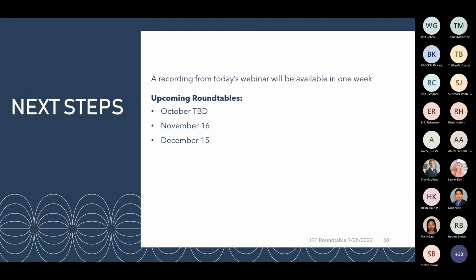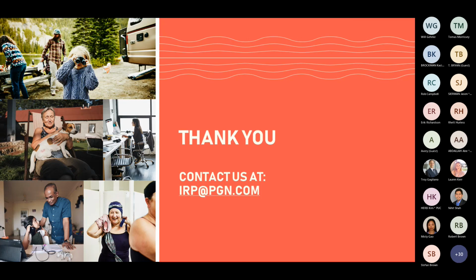Okay. So we recorded today's meeting. It'll go on our website in at least one week from today. Our October roundtable was scheduled for October 20th, but we're going to push it back about a week, and you'll get an email from me with the new date and meeting information shortly before the week's over. And then we have the rest of the meeting dates, November 16th and December 15th, on the calendar. The last slide here is how to get in contact with us if you have any additional questions or comments that you'd like us to know.